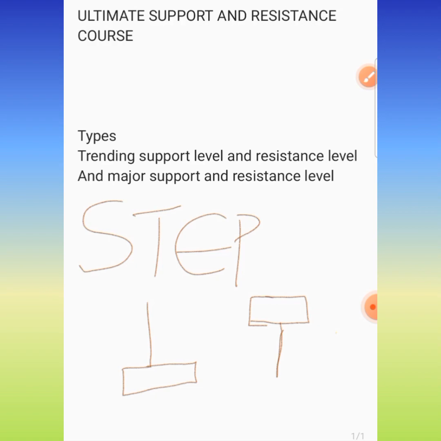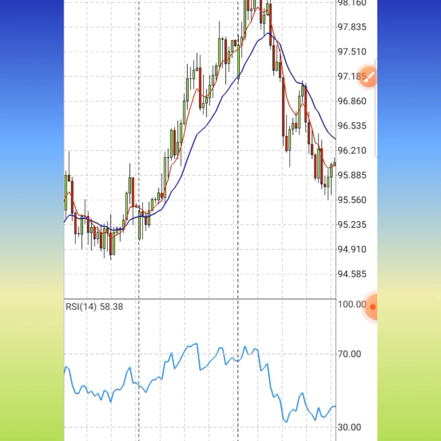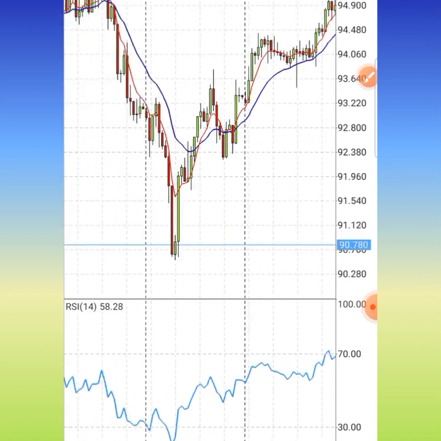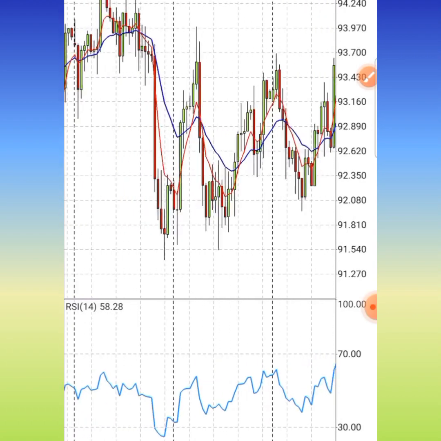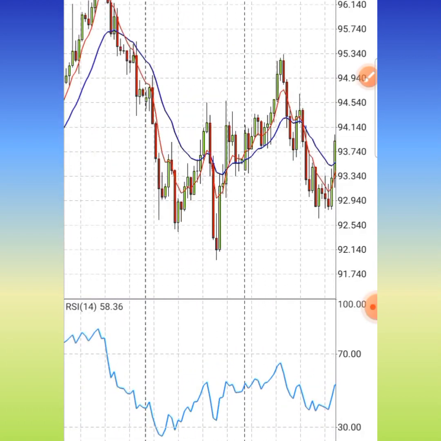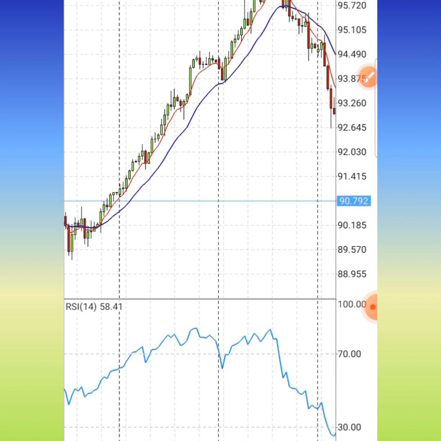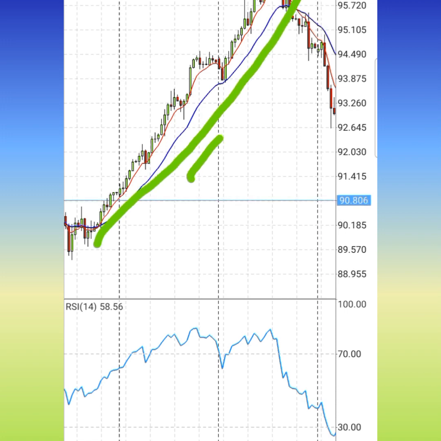Let me go to the chart and show you what I mean. For instance, this is a 4 hours time frame. This is a 4 hours time frame. And then I will show you what I mean. Now look at what I mean here. This is a major support line.